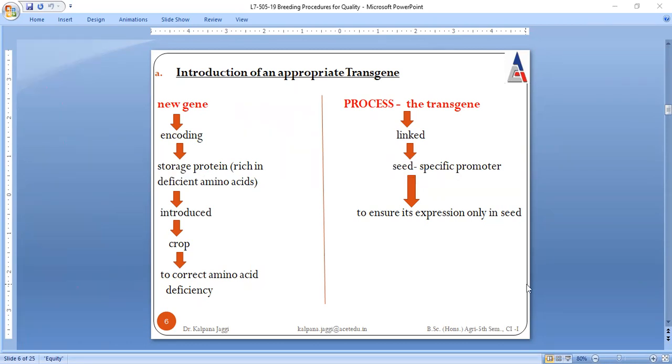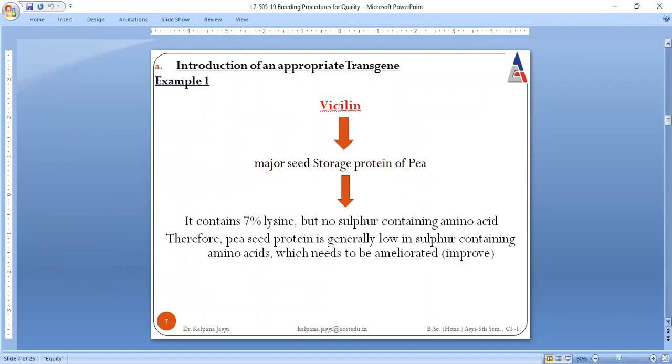But I will illustrate this with the help of certain examples also. The very first example is about phaseolin. And this is very important. This is the seed storage protein of pea. This is present in the pea.